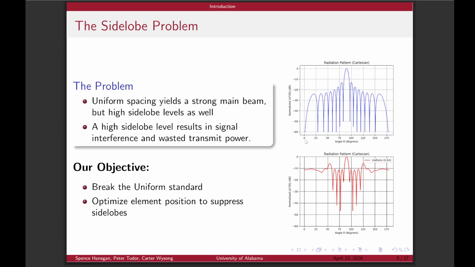On the right, you can see two figures. The top figure is the uniform case, which will be compared throughout the presentation and shows a very low side lobe level, especially with respect to the random case below it, and it tapers off from about -15 to -25 dB. While a randomly generated array, seen in the red graph, has an average side lobe level around -10 dB, and it stays quite high and doesn't have the nice tapering that you expect. Our objective is to break the uniform standard and optimize element position to suppress the side lobes.